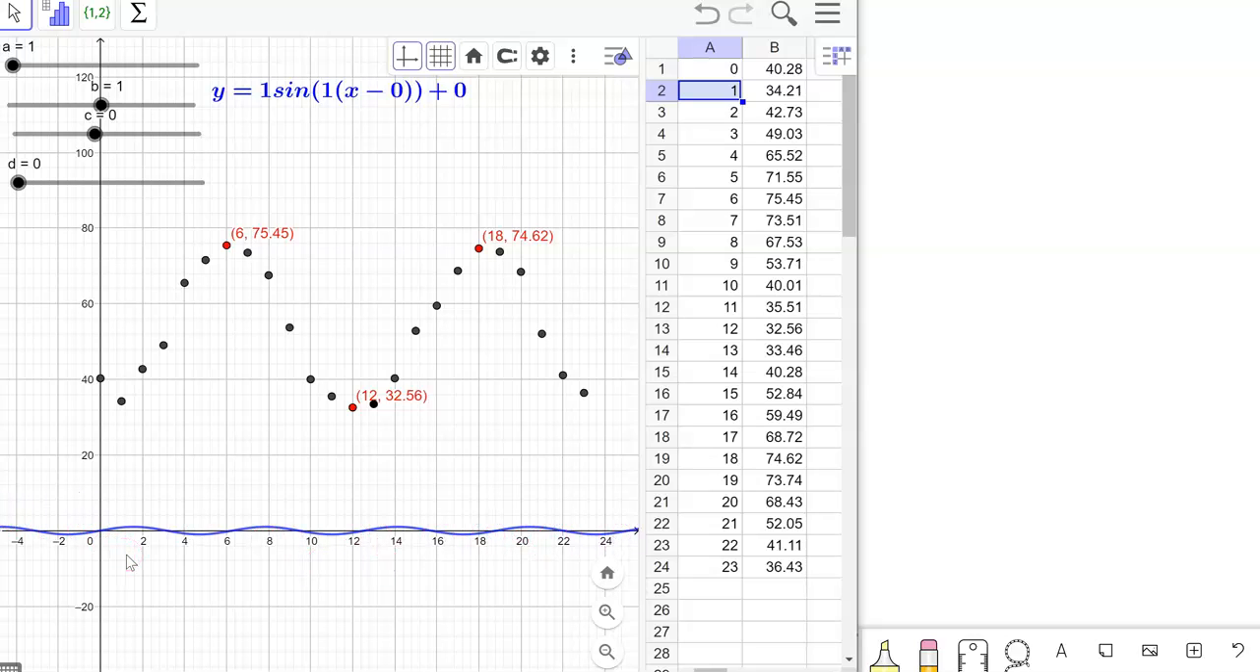So the easiest way to do that is to take the average of the highest point and the lowest point in my graph. So in here I have actually picked these points, at least visually they appear to be the highest or lowest. So I'm going to take the average of 75.45 and 32.56 by just adding them and dividing them by 2.